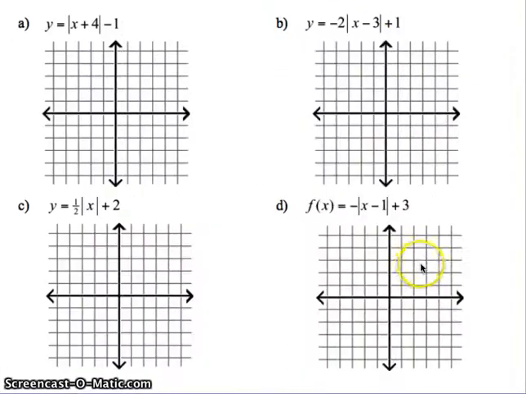Again, those same ideas can be applied to absolute value functions. So take a second, go ahead and pause the video now, and see if you can place each one of these graphs properly on the coordinate grids. It may help to write down the shifting and stretching next to your function before you draw.